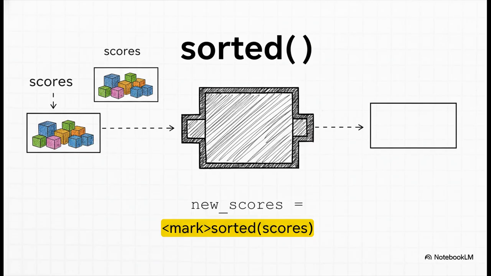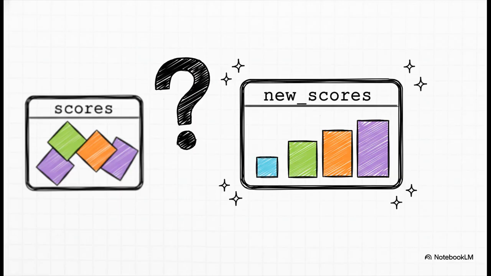Let's grab a new list for this one, a list of scores. Now to use the sorted function, you pass the list into it like an argument. And because sorted gives you back a brand new list, you need a place to store it. So we'll catch that new list in a new variable, which we'll call new scores. And if we print our new scores variable, well, no surprise here, we get exactly what we wanted, a beautifully sorted list of scores, from lowest to highest. It worked like a charm.